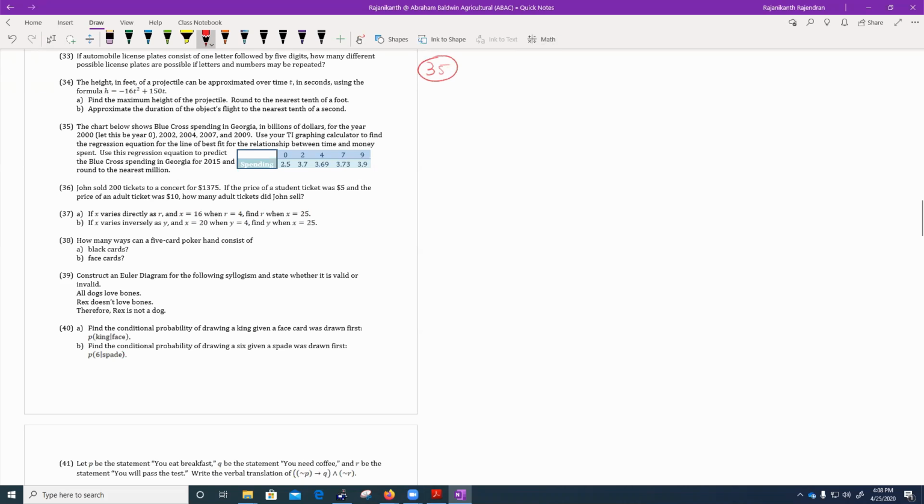The chart below shows the Blue Cross spending in Georgia in billions of dollars for the year 2000, all the way up to 2009.